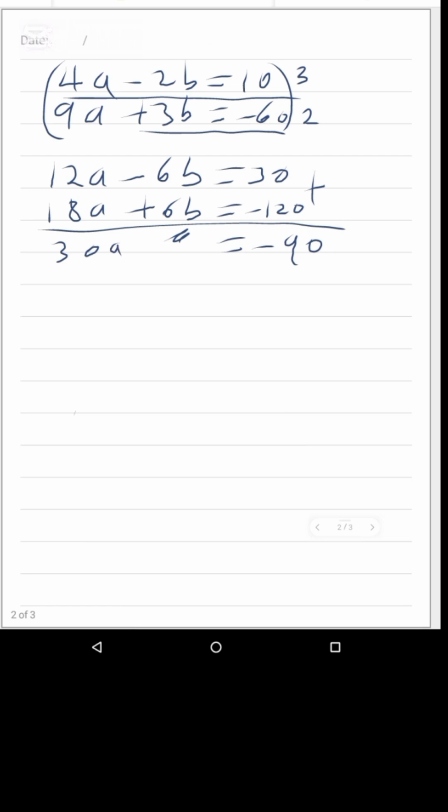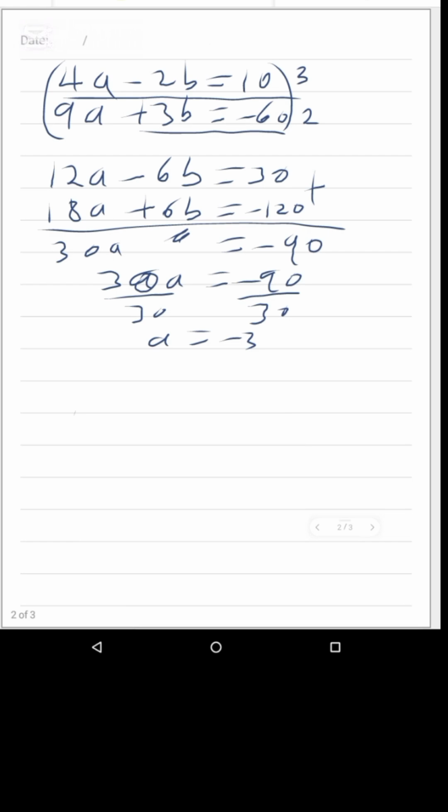So we have now 30a is equal to negative 90. So divide everything by 30, divide everything by 30. So our a here becomes negative 3. So after getting a as negative 3, now you can substitute into either of the equations.